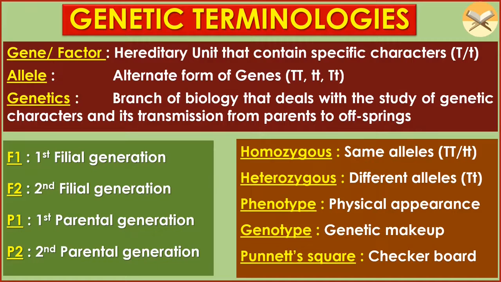Next one is the Punnett square. Punnett square is also called the checkerboard, which we use for representing the crosses.